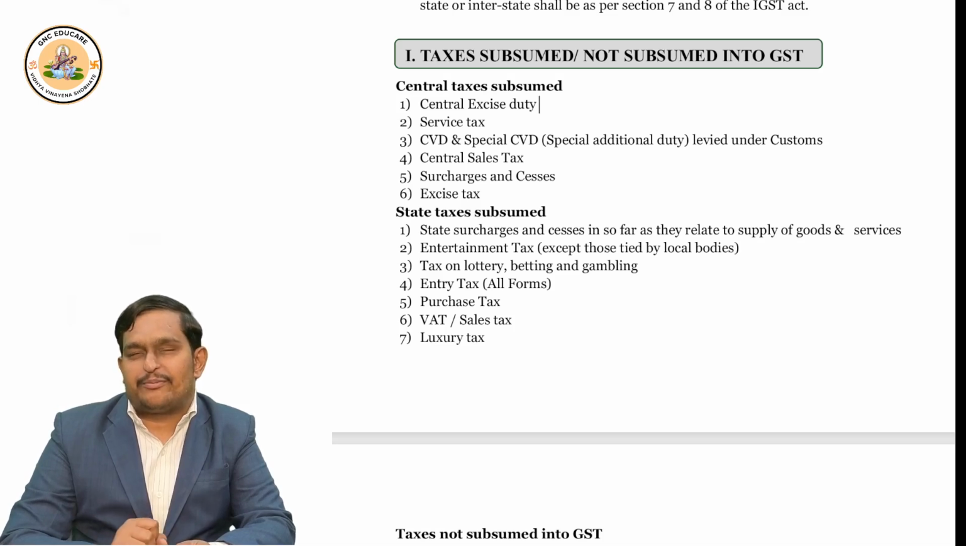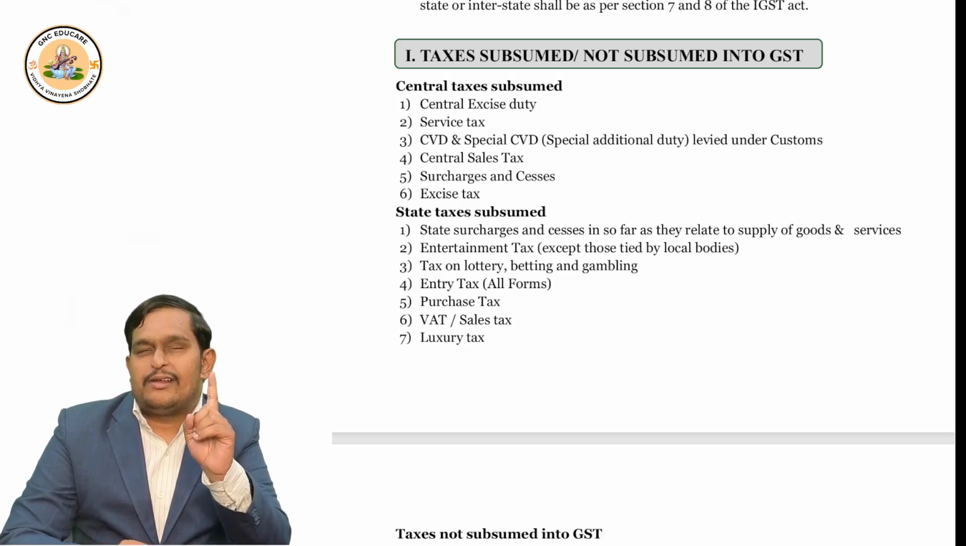Central sales tax was there. That means if you sell goods from one state to another state, central sales tax was levied. That is also subsumed into GST. Then there were many surcharges and cesses which the central government levied, like Krishi Kalyan cess. These surcharges and cesses are all now subsumed into GST, right? So what we discussed: central excise duty, service tax, central sales tax, surcharges and cesses.